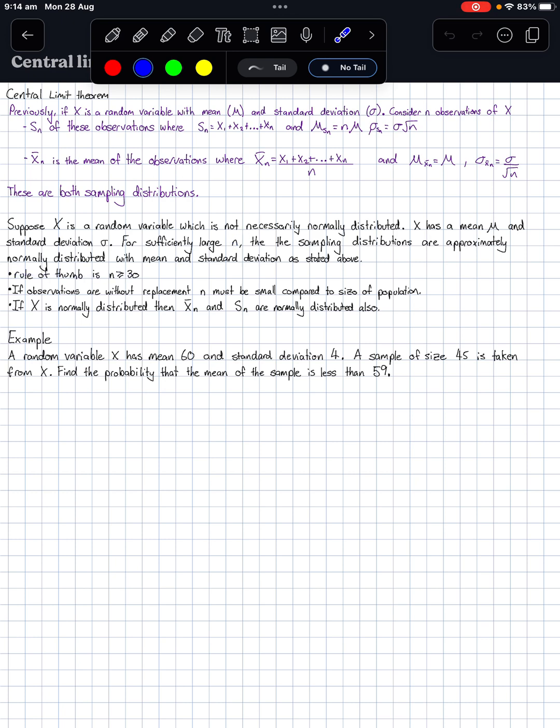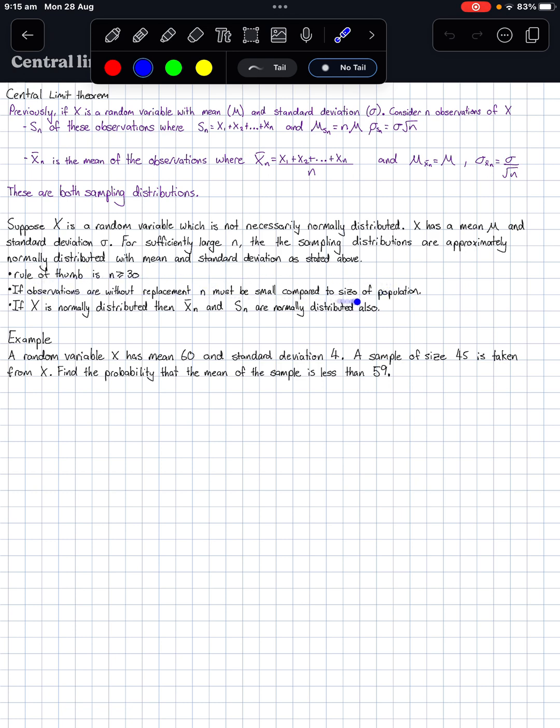So the rule of thumb is the number of trials is greater than or equal to 30, but if your original distribution is close to being normally distributed, that could be less. If it's really far from being normally distributed, it could be more. If observations are without replacement, n must be small compared to the size of the population. So that means if you're taking from something, you need a really small number of trials compared to the population.